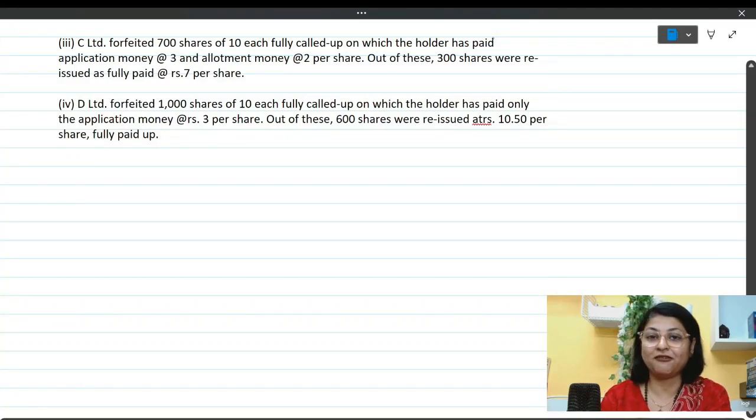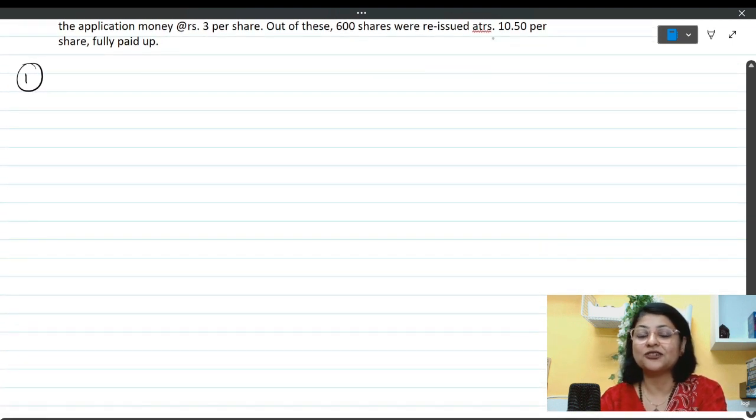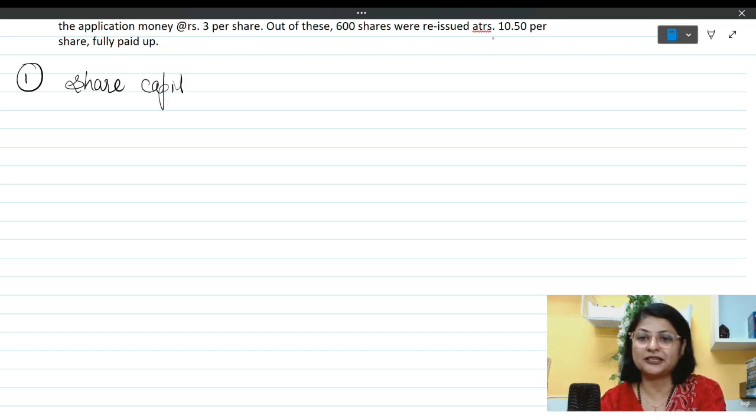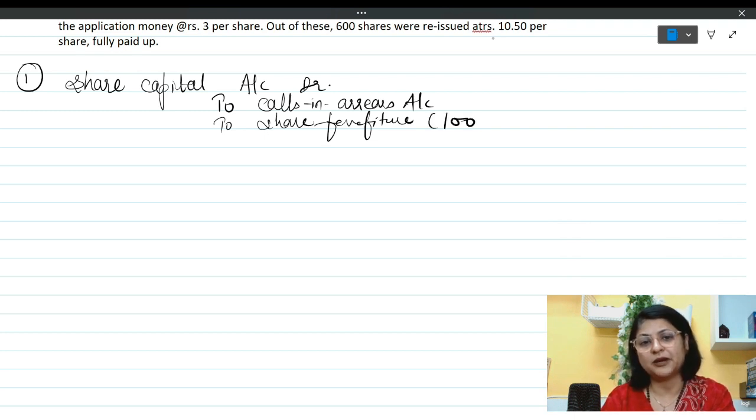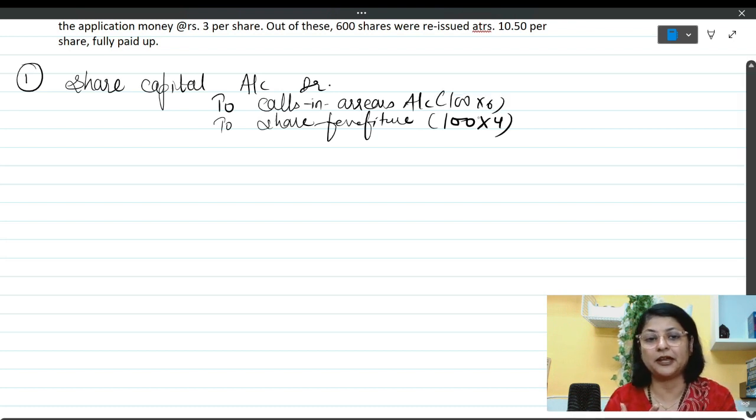I am not making the format, assuming that you all know how to make the format. So I will simply go to the entries. Forfeiture entry will be passed first. Whenever we pass share forfeiture entry, share capital account is always debited. And on the credit side, we write two things: to calls in arrears and to share forfeiture, where for share forfeiture we write the amount of money which we have received from the shareholder. In this case, the shareholder has not paid 6 rupees, means 4 rupees has been paid by the shareholder.